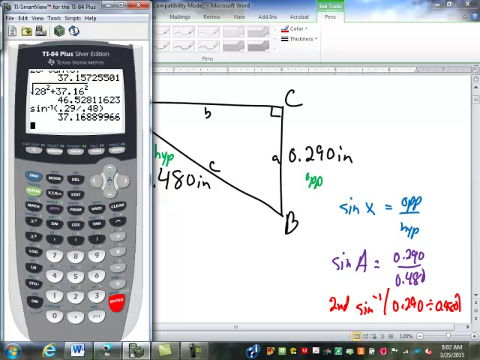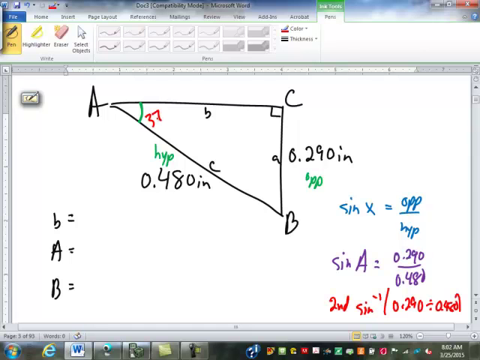That gives us 37.17 degrees. How many of you came up with that? I did. Perfect. Oh, 2.00 instead of 2.90. Yeah, I got it. Gotcha.